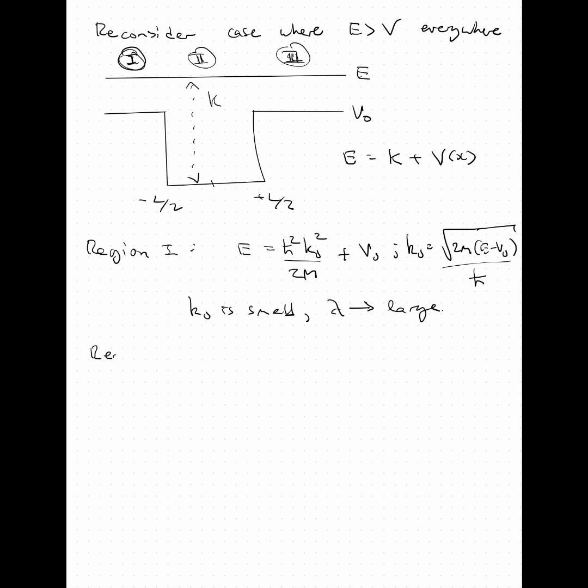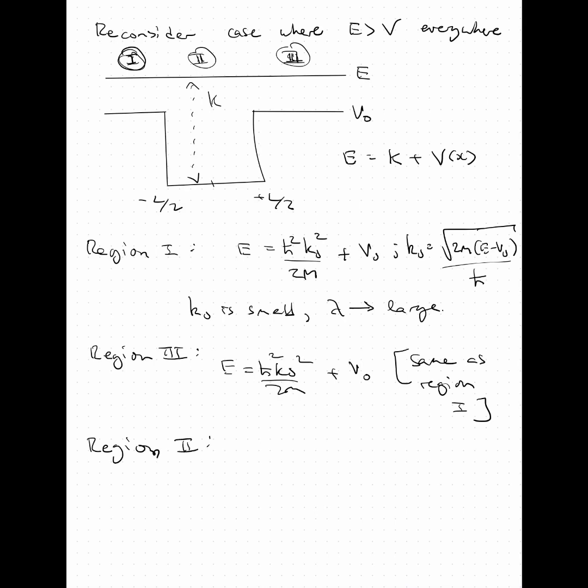Okay, for region 2, let's do region 3 first. For region 3, we again have E is h bar squared k naught squared over 2m plus V naught. Essentially, it's the same as region 1. And region 2 is a little bit different.